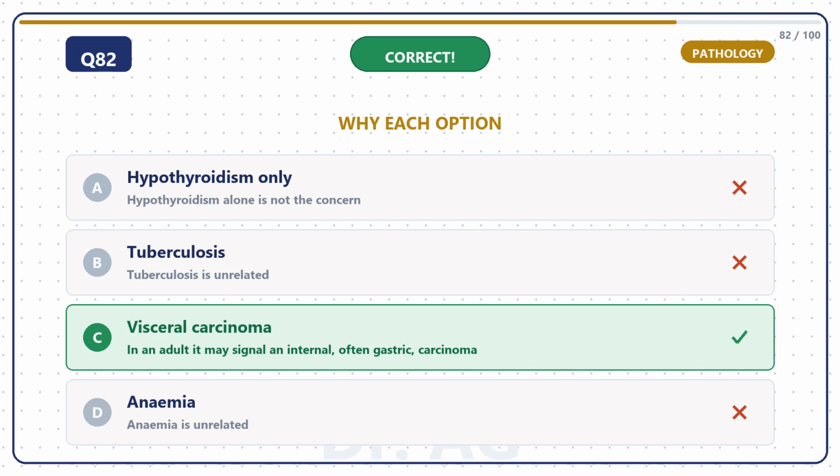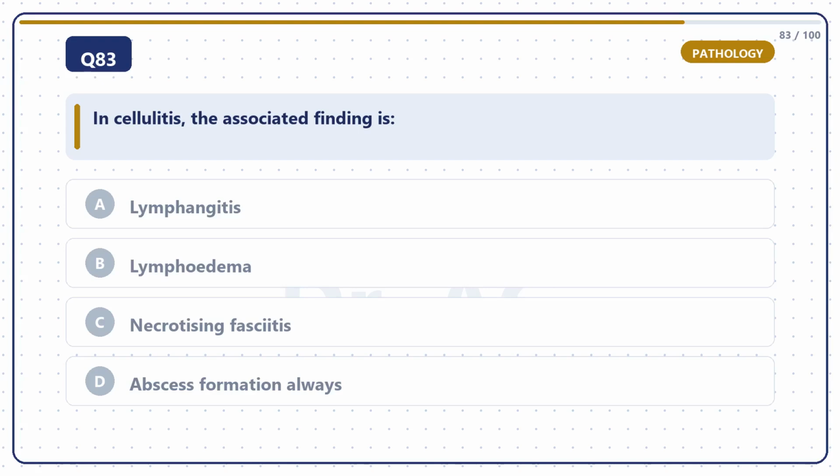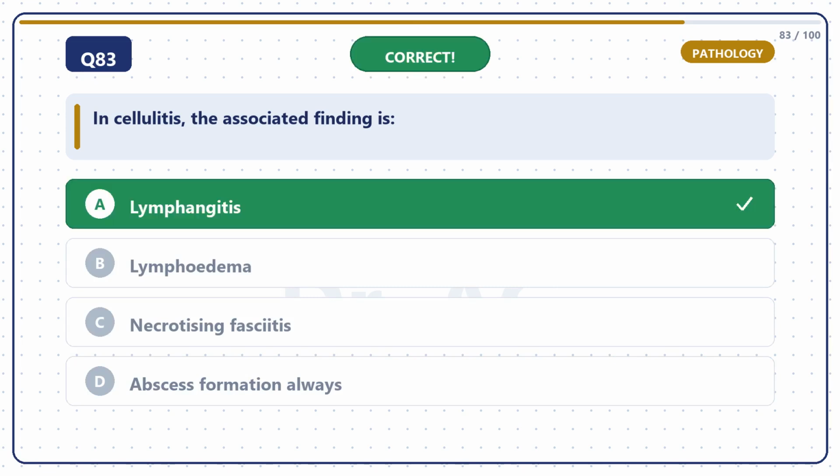Visceral carcinoma. Question 83. In cellulitis, the associated finding is Option A. Lymphangitis. Option B. Lymphedema. Option C. Necrotizing fasciitis. Option D. Abscess formation always. The correct answer is option A.